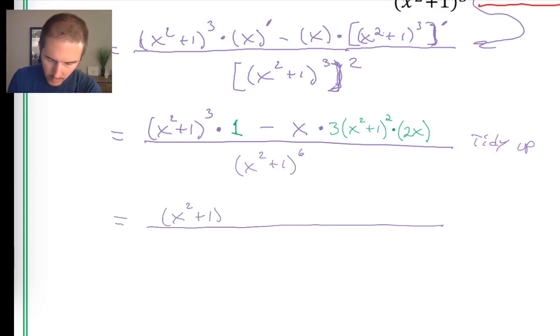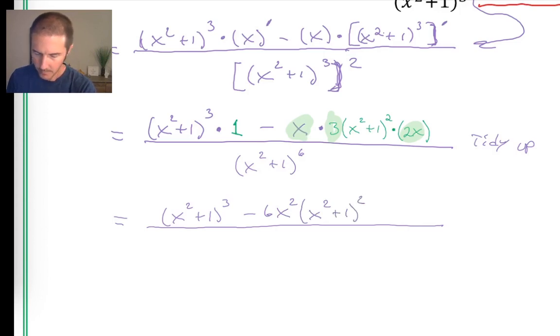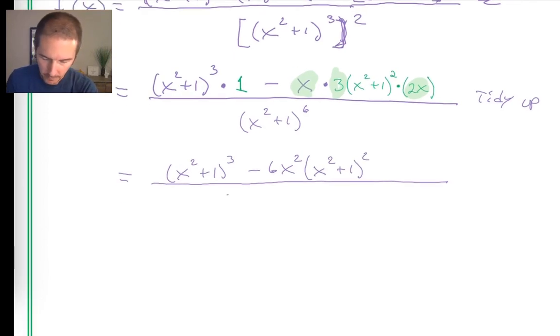So the x squared plus 1 to the 3rd is still there. I don't need to include the multiplication by 1, minus. Now, if you look up here, here's a multiple of x, here's a multiple of 3, here's a multiple of 2x. I'm going to multiply all of those together. So the 3 times the 2 gives me a 6. The x times an x gives me an x squared. And then we have this statement in parentheses, the x squared plus 1 quantity squared. And our denominator stays the same.